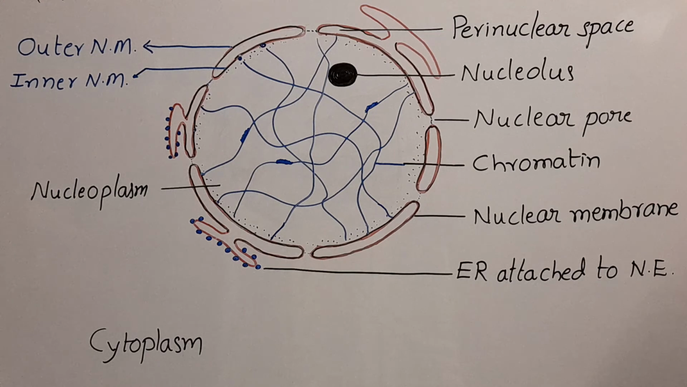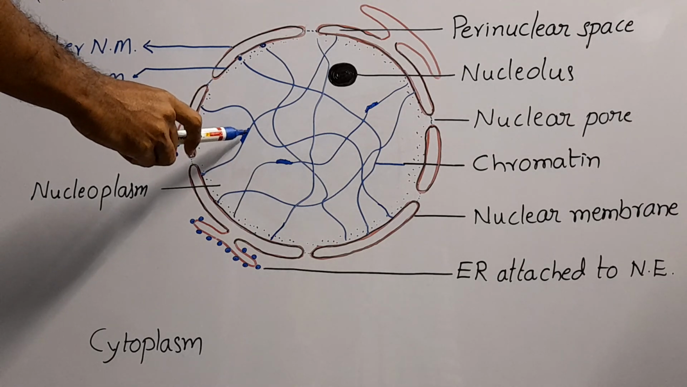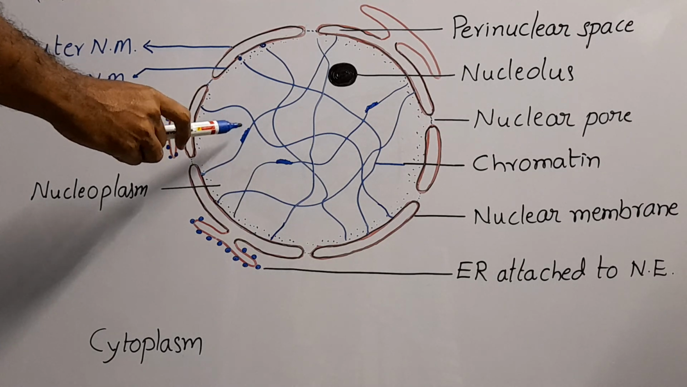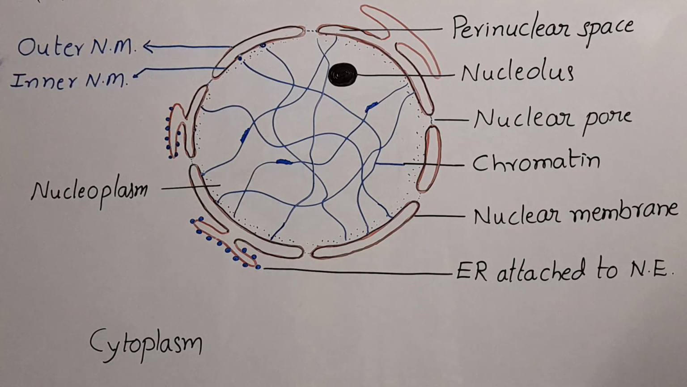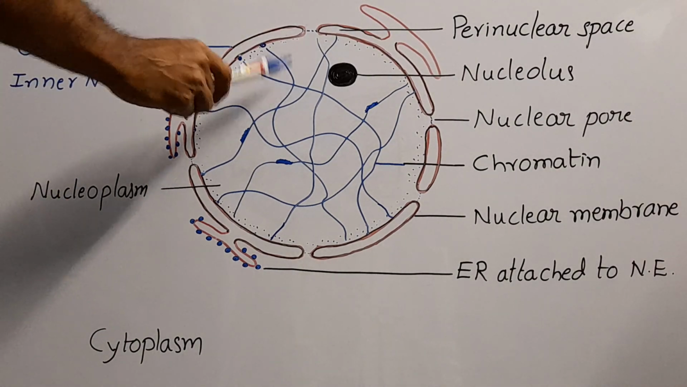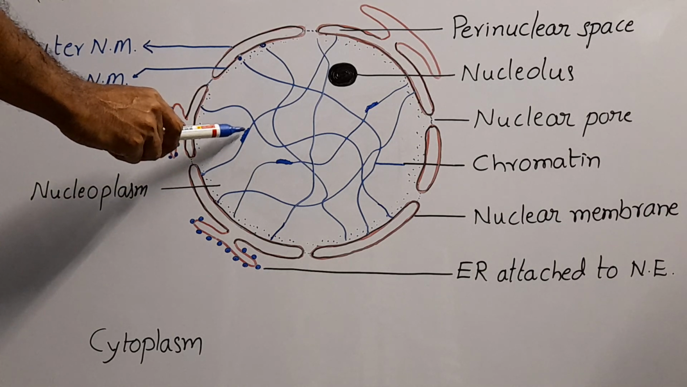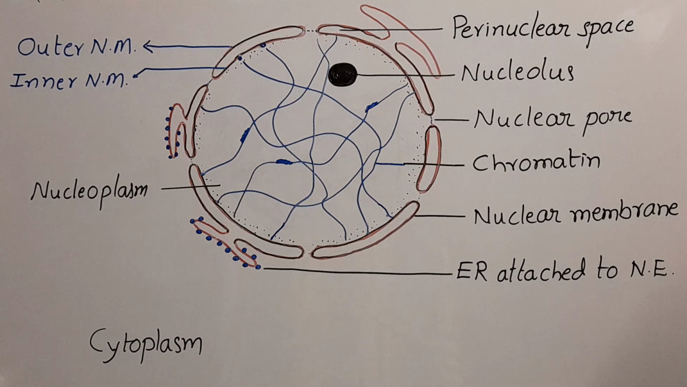And in the chromatin, sometimes densely packed structures are seen. The chromatin which is densely packed is called heterochromatin, and the part which is loosely packed is called euchromatin. Euchromatin is loosely packed and lightly stained, and heterochromatin is darkly stained and densely coiled. This is about the structure of the nucleus.